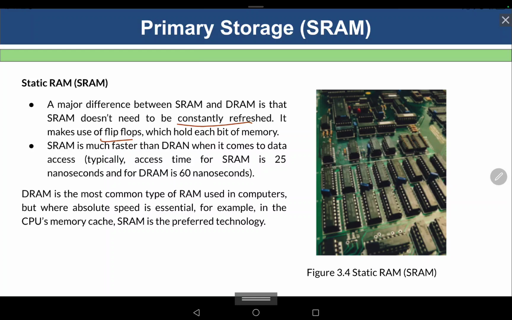Another difference between static RAM and dynamic RAM is that static RAM is much faster than dynamic RAM when it comes to accessing data. Static RAM is much faster because it's often used in the CPU cache where speed is critical. However, it is more expensive than dynamic RAM. Dynamic RAM is the most common type of RAM that is used in the computer.